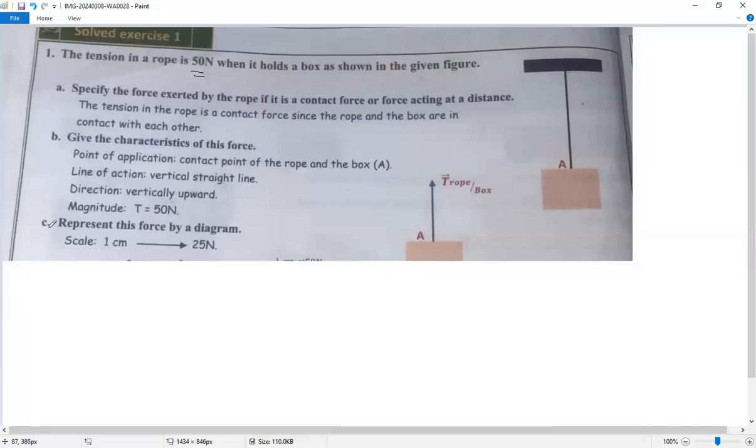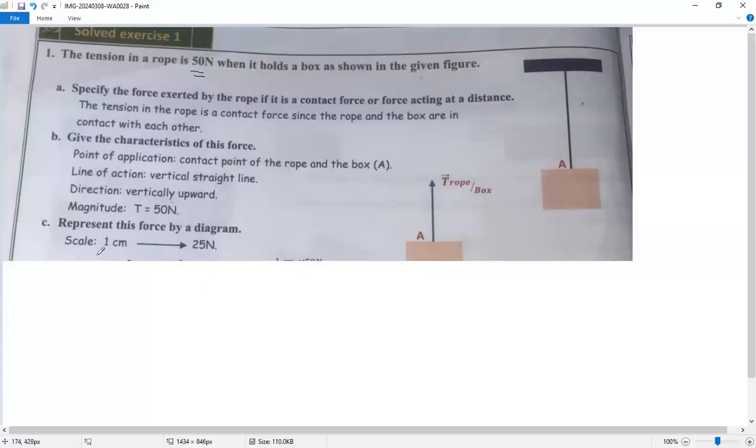In part C, they told us to represent this force by a diagram. So we have to draw the force vector on the diagram, just like they did here. This is a solved exercise, okay? To represent this force, we first have to find the length. Yani, we need the length of this force.